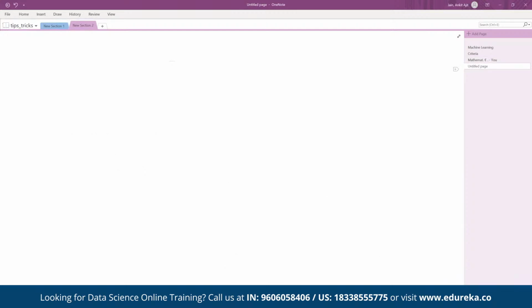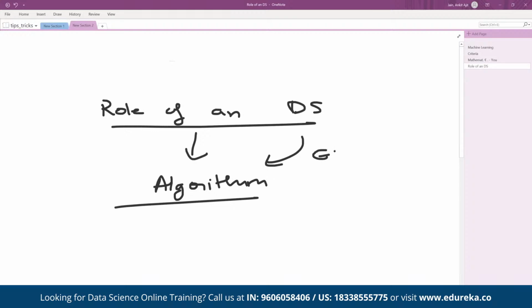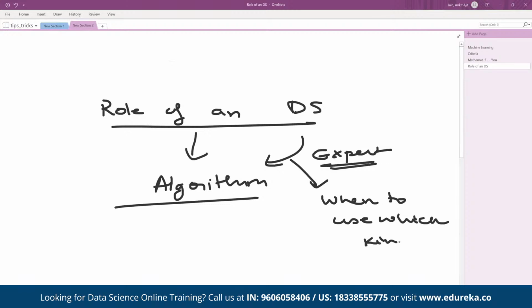How many of us want to become a data scientist here? I think most of you do. The role of a data scientist is to understand this algorithm. It is assumed you will be an expert on this. You understand exactly what an algorithm is, why it should be used, and when it should be used. A data scientist knows when to use which kind of algorithm. This is our role.